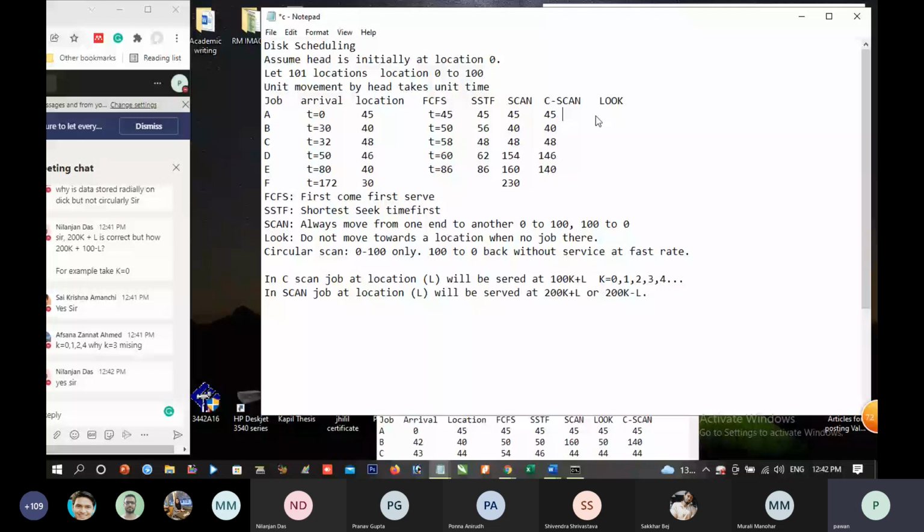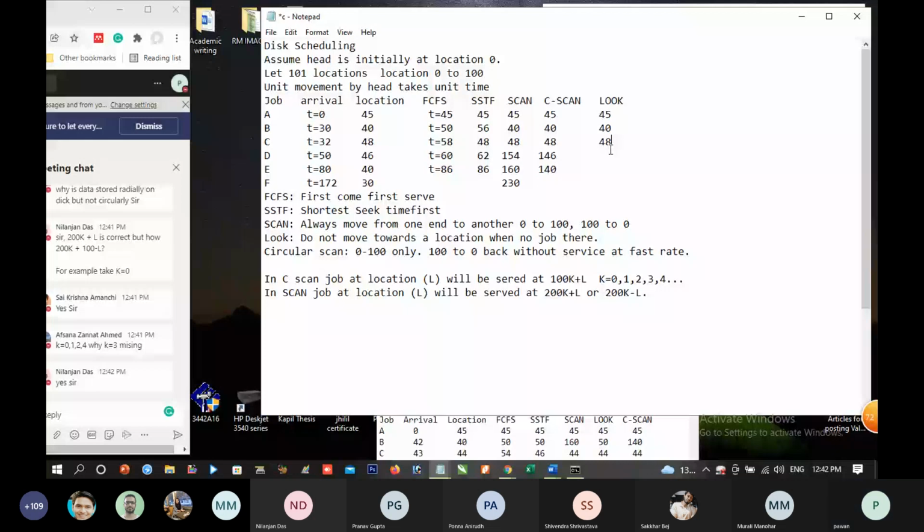So we shall be serving 45. We shall be serving this at 40. We shall be serving this at 48. But you see, there is no job after 48 which is available. So from time t equal to 48, we shall become stationary.